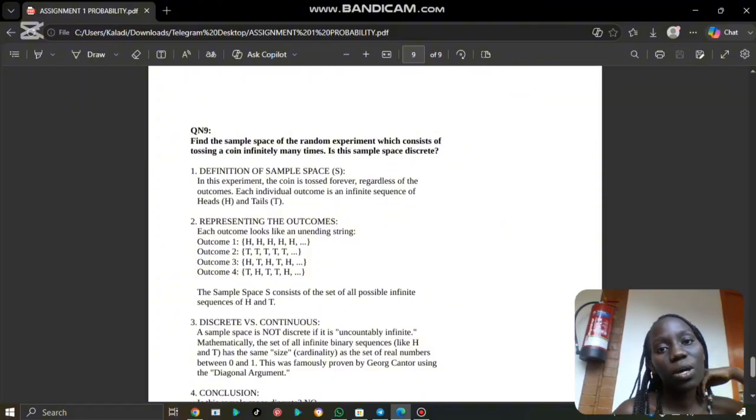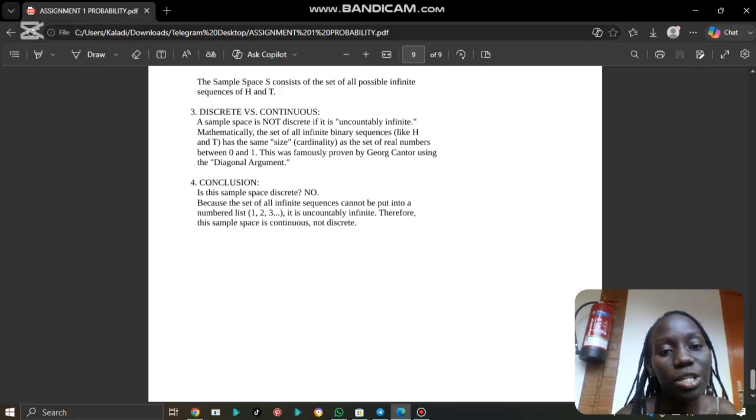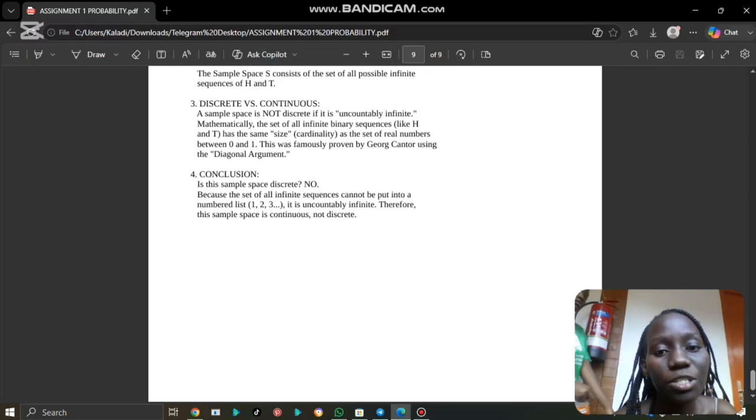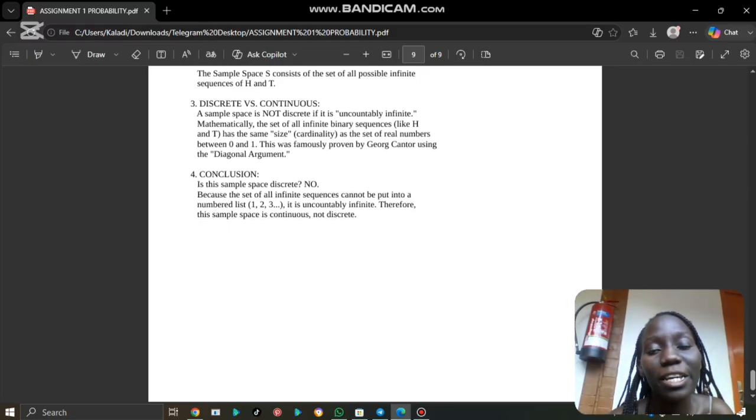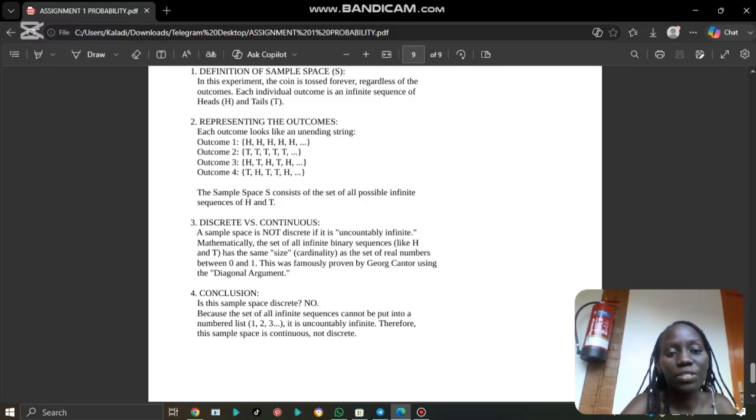Now that helps us to answer our other question. Is this discrete? No, it's not. It is not discrete because it is uncountably infinite. Why is it not discrete? Because we cannot count the number of sequences that are made by this sample space, making it uncountably infinite and hence not discrete.